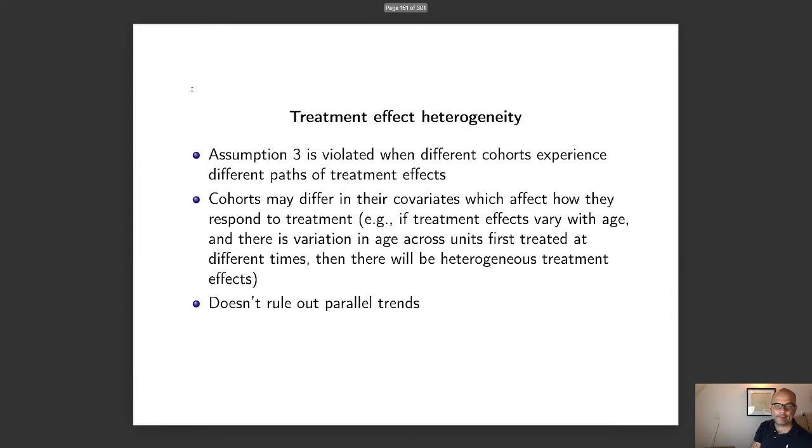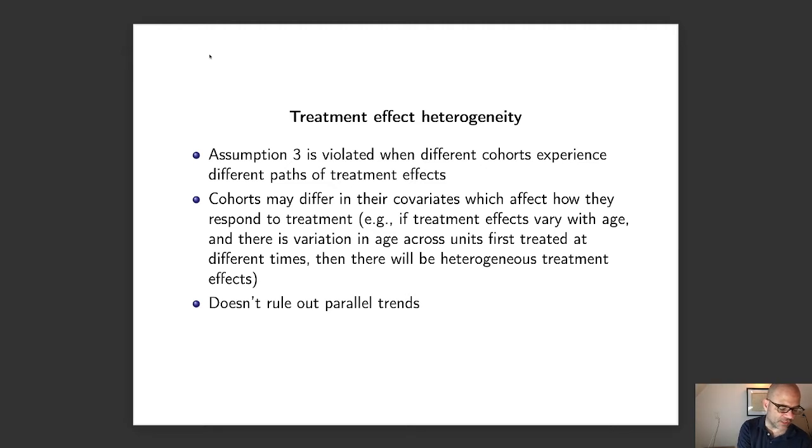Okay. So if you have it be 30 for 1986 and then 50 for another year and then 100 for another year, then you have treatment effect heterogeneity. And that violates assumption 3, because what it means is that cohorts are experiencing different paths of treatment effects. So cohort, that can happen.